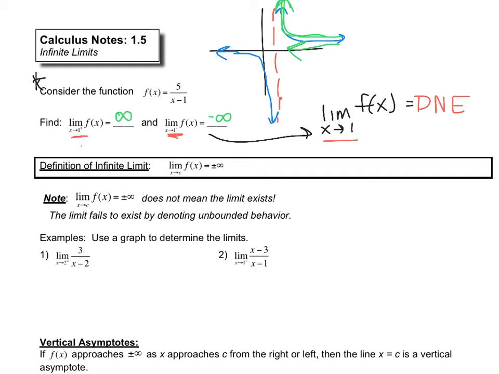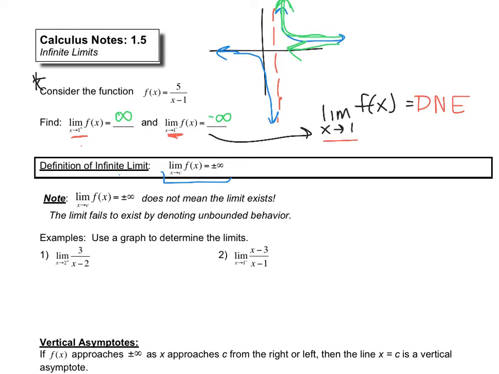Now we're going to talk about what it means if we are looking at an infinite limit. The definition here in the box is very straightforward. It's an infinite limit if the limit of a function as x approaches some value c is positive or negative infinity. This is what we would have said in the past, and it's true. However, it doesn't indicate the existence of a limit just because we put positive or negative infinity. In fact, an answer of positive or negative infinity actually means that the limit does not exist.